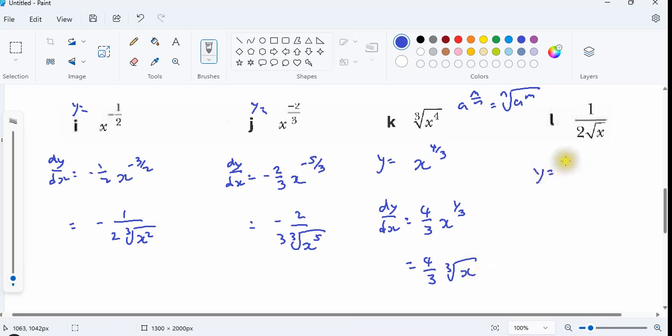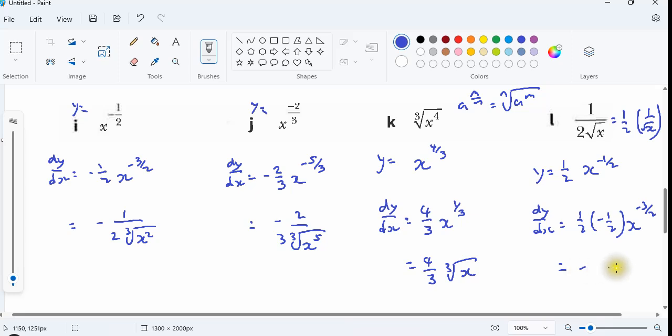So this y is 1 over 2 x to the power negative half, because this is 1 over 2 times 1 over square root x. Okay, then dy/dx will be 1 over 2 multiplied with negative half x to the power negative 3 over 2. Then it will become negative 1 over 4 and then square root of x cube. Okay, I made a mistake here. This is x power 3, 3 over 2 is like this.